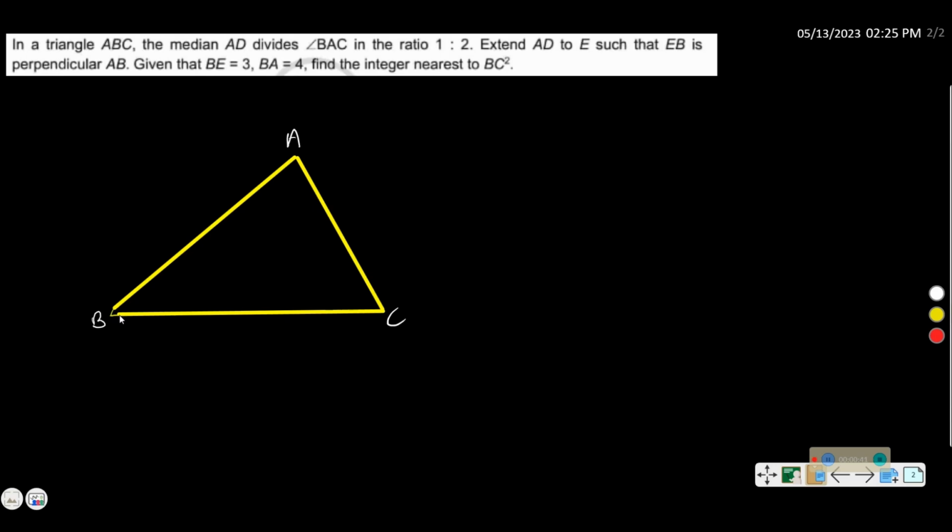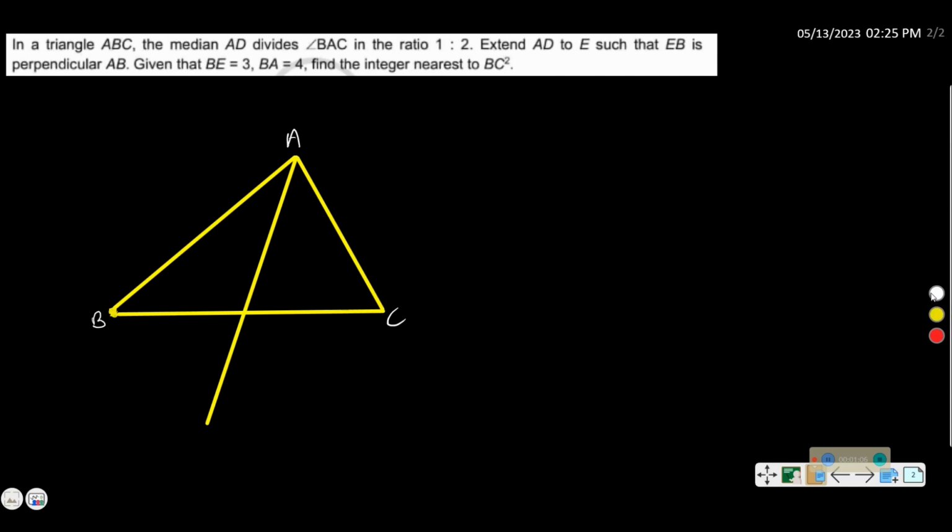It's given that the AD median divides angle BAC. So first draw the AD median, right? So this is the AD median and it divides BAC in the ratio 1:2. Okay, extend AD to E. So first of all, let's also extend AD to E, right, such that EB is perpendicular to AB.